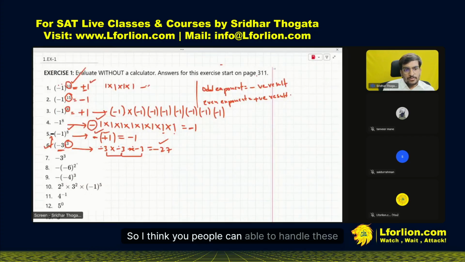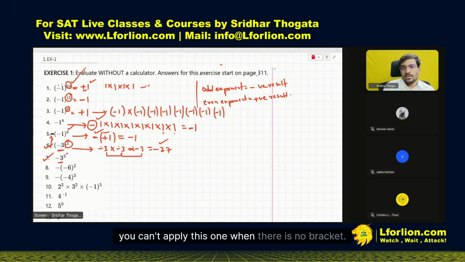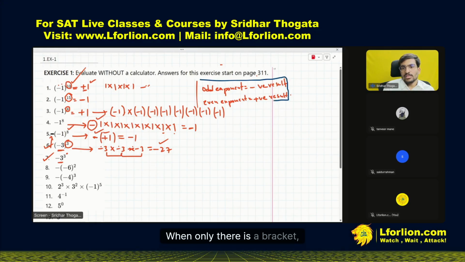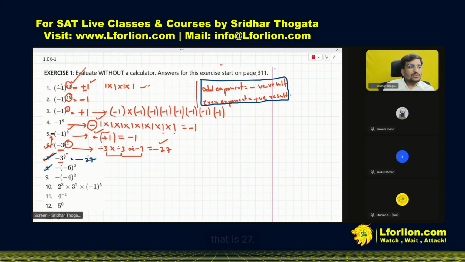So I think you people can handle these questions as well, and be careful with this. There is no bracket, so you cannot apply this rule. The thing we learned here: you can't apply this when there is no bracket. Only when there is a bracket, you can apply that. So what is the answer for this? You have negative and 3 power 3, that is directly 27. 3 into 3 into 3, that is 27.